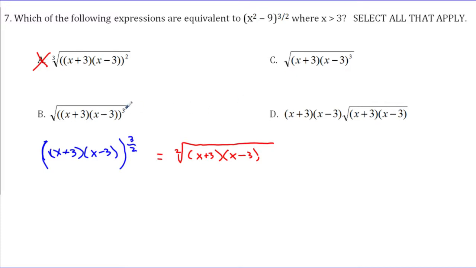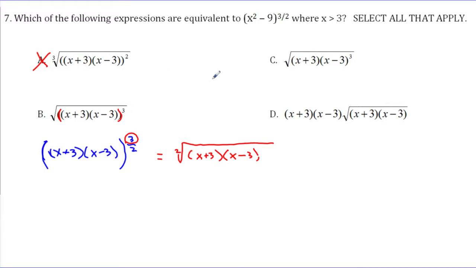Choice B has an exponent of 3, this. But I have this big parentheses around x minus 3 and x plus 3, and it's saying let's raise the entire expression x plus 3 and x minus 3 to the 3rd power.